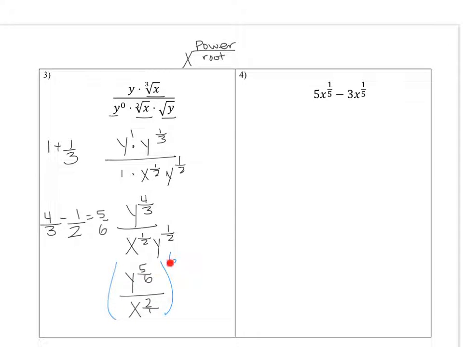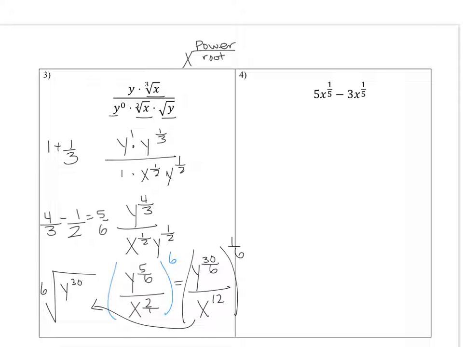So when we raise, we can multiply. So this becomes y to the 30/6 and x to the 12th power. And we'll raise this to the 1 over 6 power. So this answer is really the 6th root of y to the 30 over 6, which is 5. If we simplify that, right? 30 divided by 6 is 5, over x to the 12th. That's that final answer there.